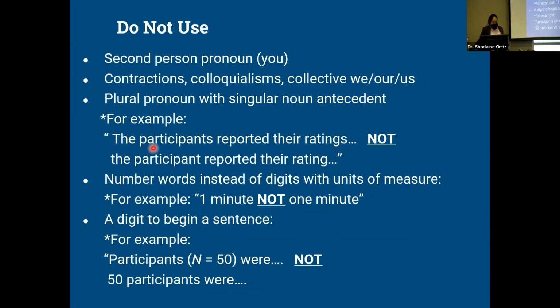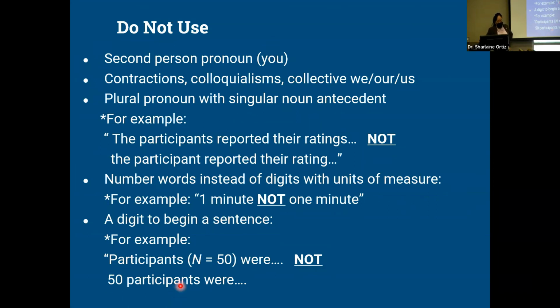Sometimes you are going to find yourself utilizing the singular pronoun. Make sure that you are correct and that you present participants reported. You want to use the actual number words, okay, instead of writing the unit of measure. APA does have different guidelines for that though. But for the sake of this paper, we are going to use that particular format.